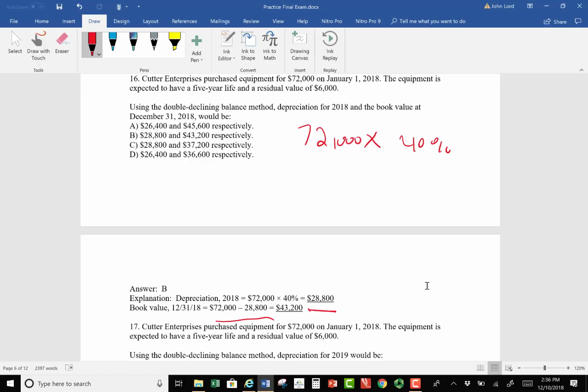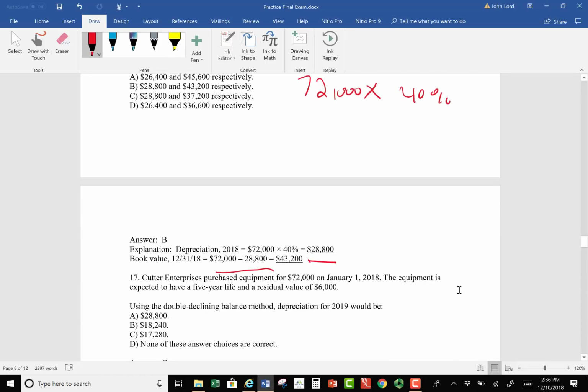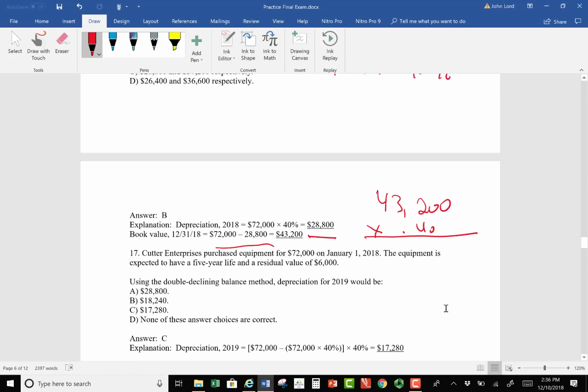What if I ask you the depreciation for 2019? It's 43,200 times the 40%, which gives me how much depreciation for the next year? 17,280? That was the next question.